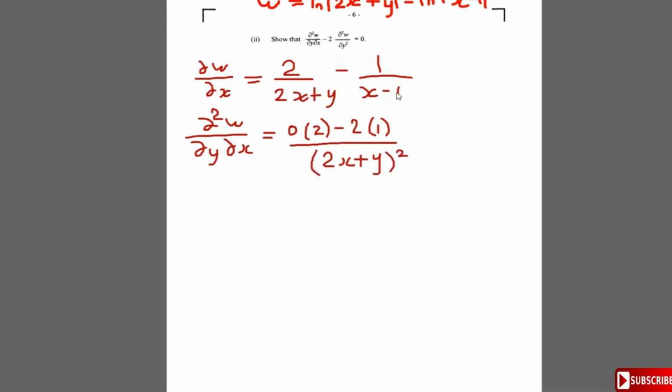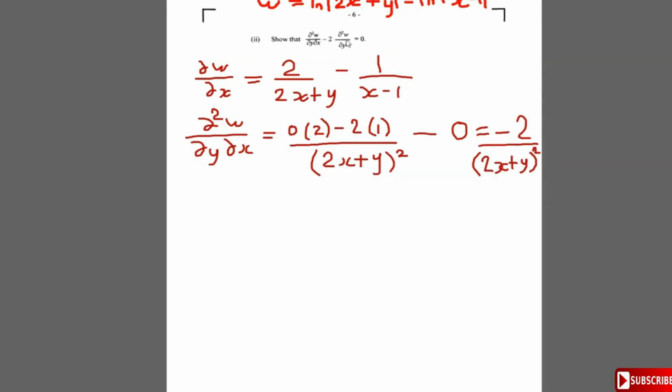And this part doesn't have any y in it, so it's just a constant. So differentiating with respect to y, we get minus 0. And so ∂²w/∂y∂x is equal to minus 2 over 2x plus y all squared. Nice and easy.